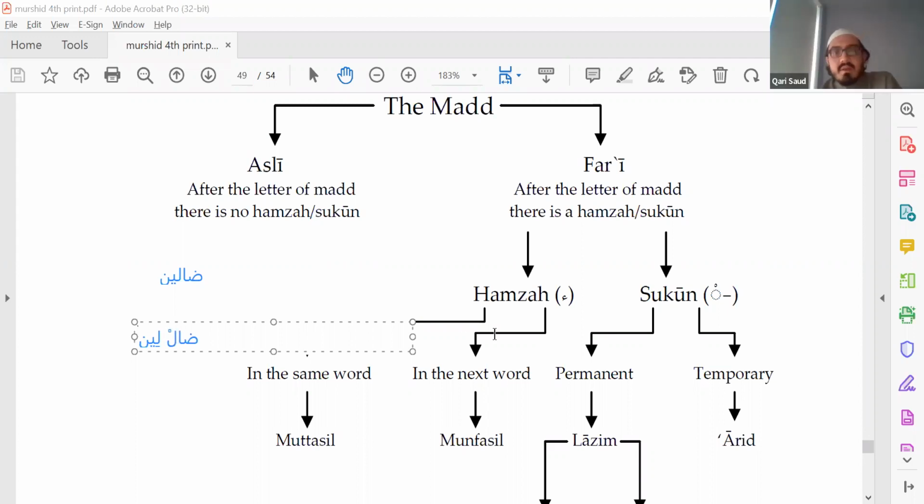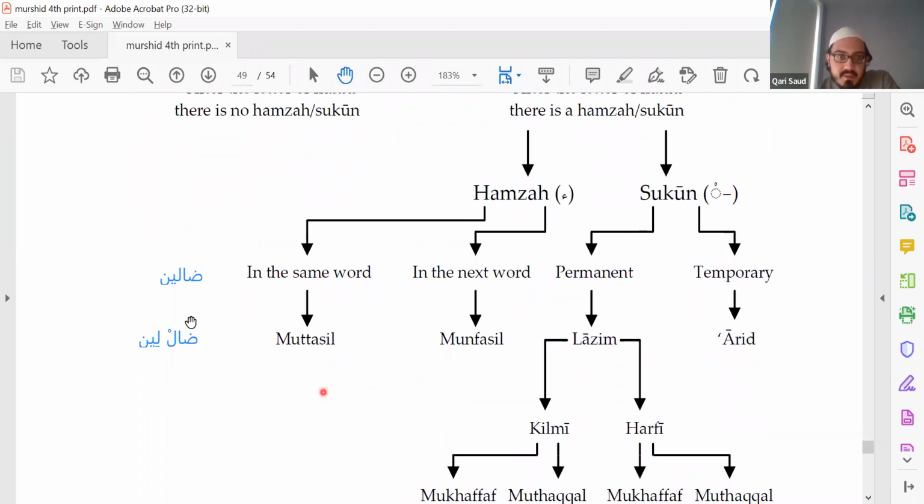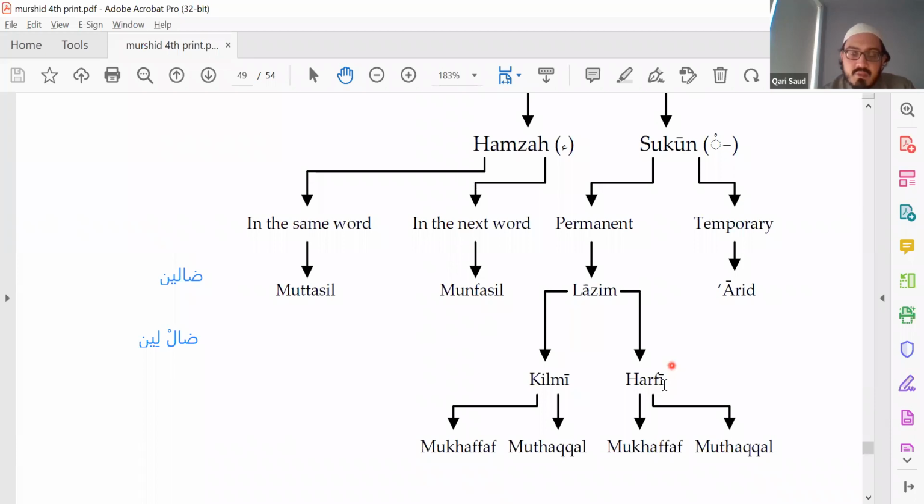Dallin. So look here then. What's one of the conditions for a mad to stretch? It's either hamza or sukoon. So here, this one is sukoon. Now, is it permanent or temporary? This is permanent. You can't mess around with this sukoon. It's always there. So it's lazim. Is it one word or one letter? This is one word, so it's kilmi. Is it mukhaffaf or muthaqqal? Muthaqqal means there's a shadda, 2 lams together. So it's muthaqqal, which means you stretch it 5. This is mad lazim. Exactly. 5 fingers you can say, or 5 alifs. Cool. Any other questions?